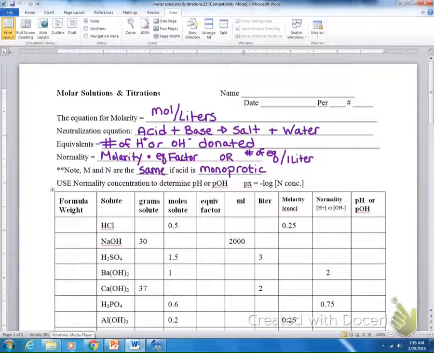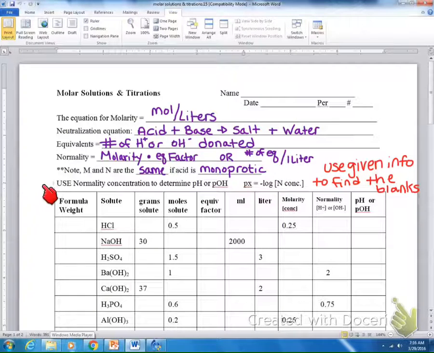So for this chart right here, you're going to use the information given and find the information in the blanks. You're going to have to work backwards and forwards. There's no specific order. You can definitely fill in all the formula weights, those are the molar masses, and it's probably easiest to start and fill in the equivalence factor. Then you're going to go back and forth using the information that you have to fill in this grid right here. You're also going to do problems number 1 and number 2. So that's what you're going to work on first.